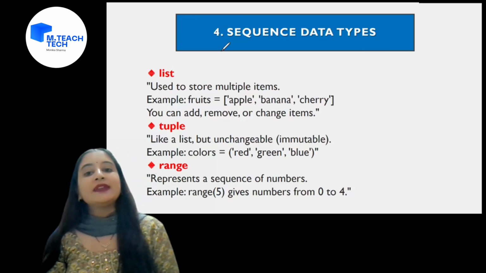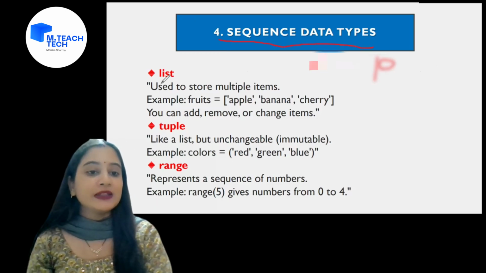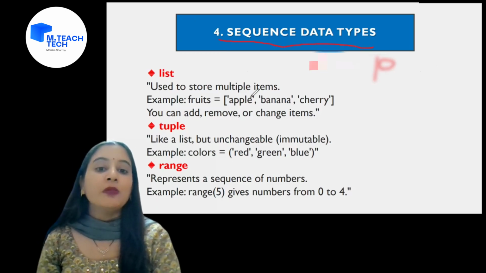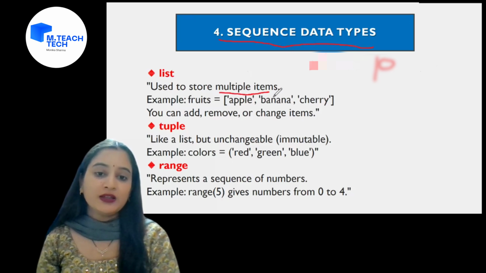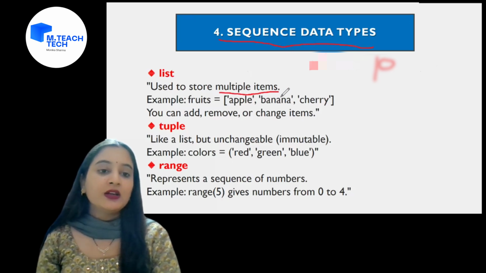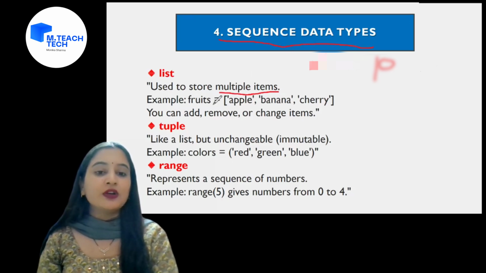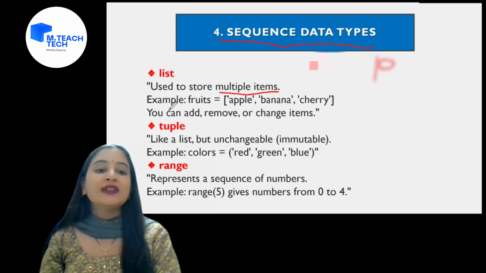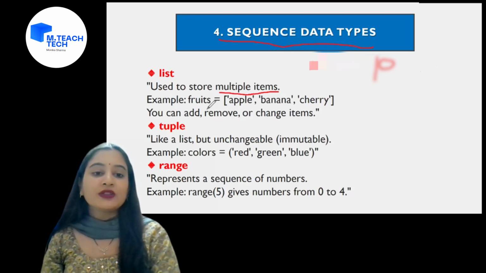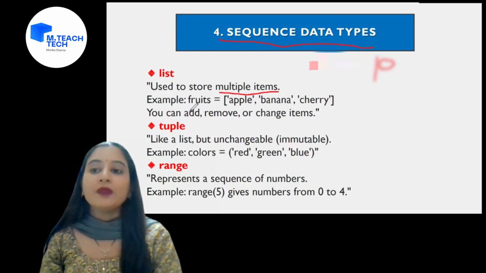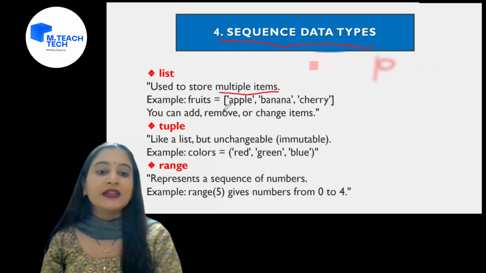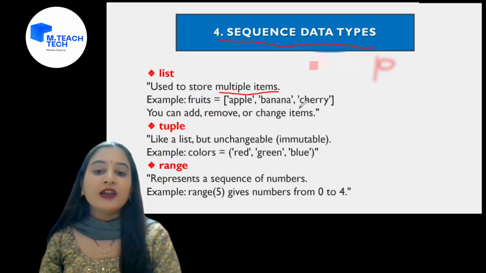Next data type is sequence data type. First type is list, which is used to store multiple items. It is already mentioned in the definition, like list is used to store multiple items. You can see the example also. Fruits is a list name which is storing values apple, banana, and cherry. You can see all the values are separated by comma.